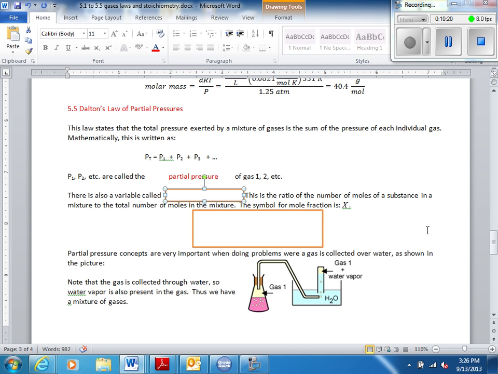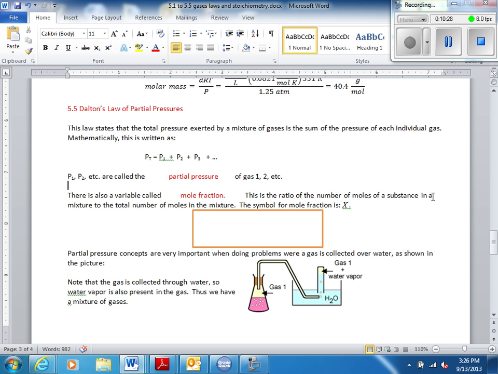There is also a variable called mole fraction. This is an important concept, mole fraction. It's the ratio of the number of moles of a substance in a mixture to the total number of moles. And the symbol looks like an italic X. So mole fraction is your moles over the total moles. It's also equal to your partial pressure over the total pressure. So you can calculate partial pressure if you know mole fraction. If you know mole fraction and total pressure, you can calculate the partial pressure of any constituent whose mole fraction you know.